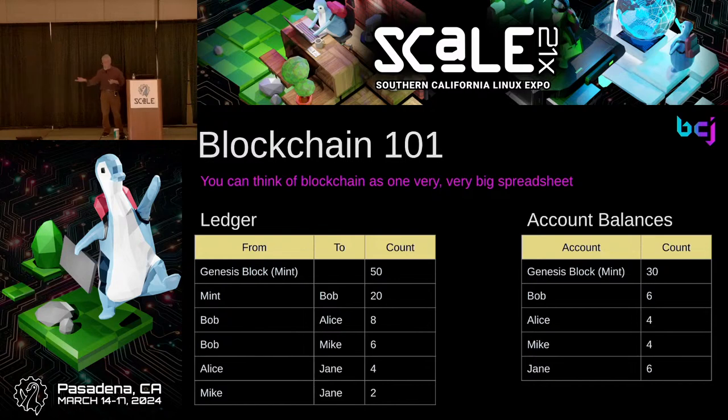I mint $20 and I give it to Bob, or I give it to First National Bank or Citibank. And then Bob takes 8 of his, gives it to Alice. Bob takes 6 of his, gives it to Mike. Alice takes 4 of those that Bob sent, gives it to Jane. And Mike sends some to Jane. And then you do a reconciliation at the end, and you get account balances. And that's who owns this thing. I'm not going to put a name on what the token or the currency is. We'll call it a thingy. But at the end of it all, the Genesis block has 30 thingies left over. Bob gets 6, Alice gets 4, Mike gets 4, and Jane gets 6. So really it's just the transactions, add them up, the same way your bank account works.